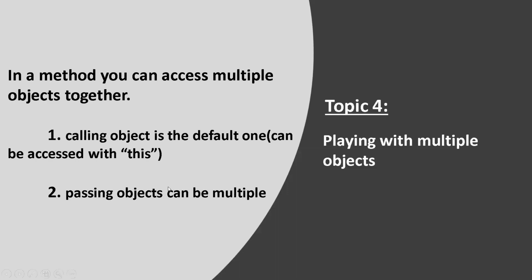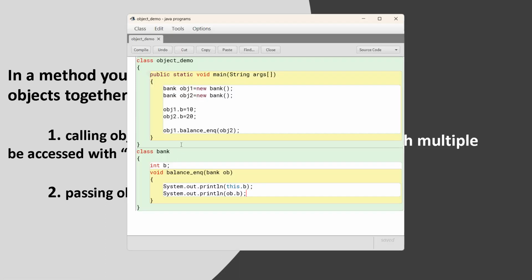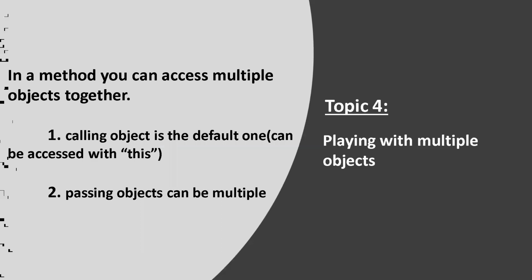Okay, so now you can pass multiple objects like this. Passing objects can be multiple, but these will always refer to the calling object. So here the calling object is obj1, and now you can pass as many objects as you can, obj3, anything, but I'm not going into that direction. If you want, you can create several objects and you can pass them. Okay, so that's the thing.